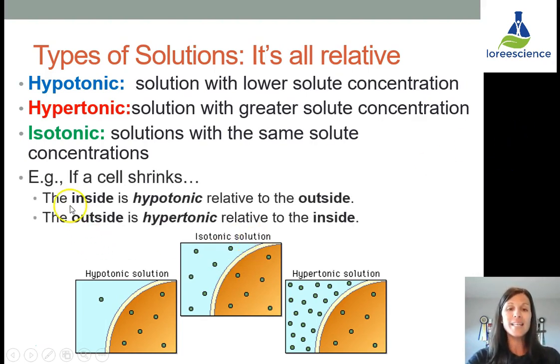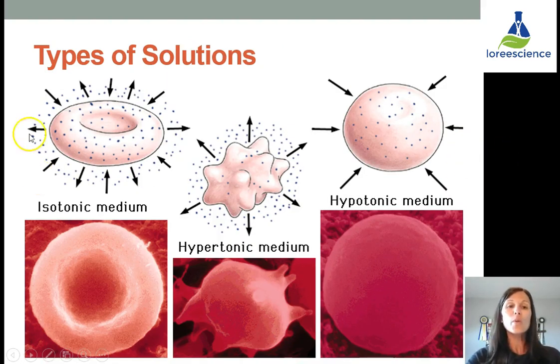So if we're talking about the inside being hypotonic relative to the outside, the cell will be shrinking because water is moving back and forth to reach equilibrium. So when we talk about those types of solutions, in an isotonic medium, you're going to have equal net movement of water in and out of the cell. In a hypertonic medium, you're going to have a net movement of water out. The solute is going to draw the water out, and therefore the cell will shrink. In a hypotonic medium, it's going to be drawing the solution, or the water rather, into the cell, causing it to swell up.